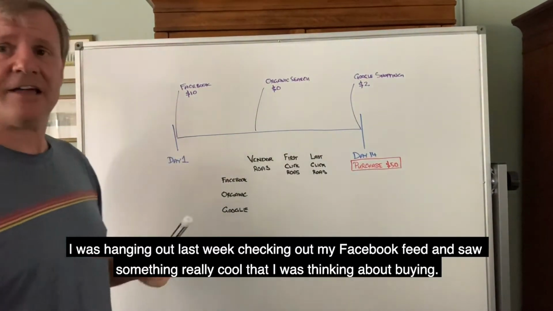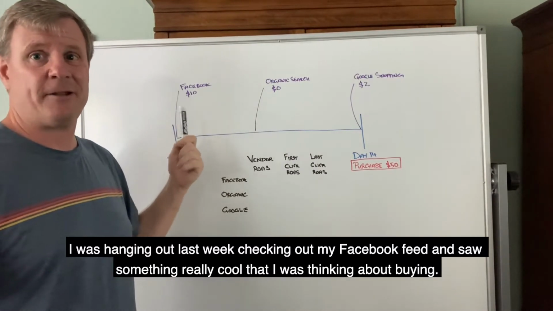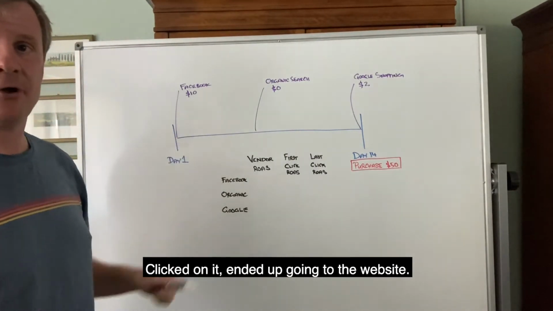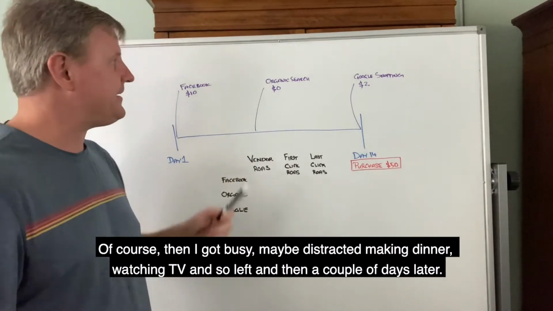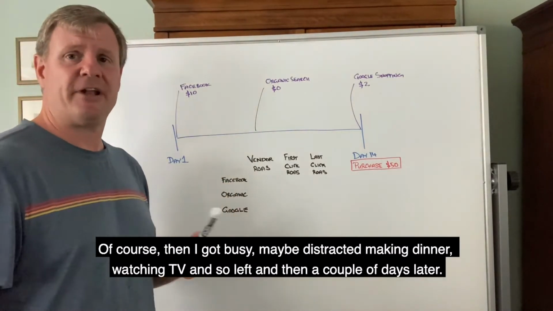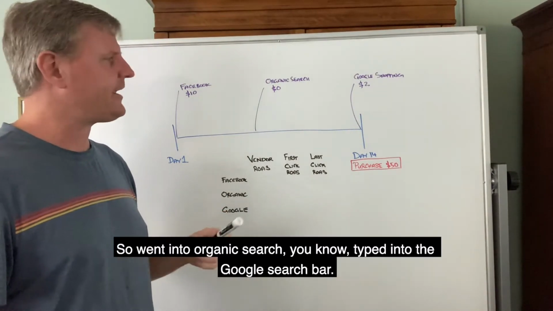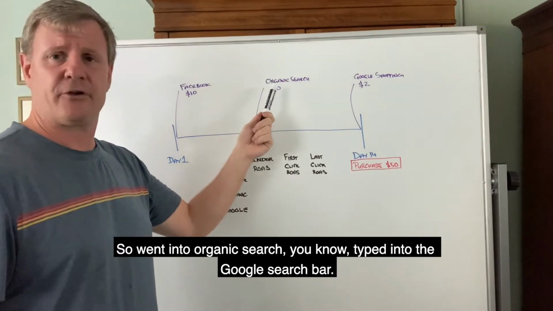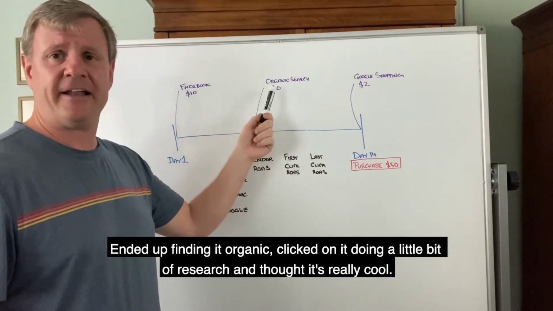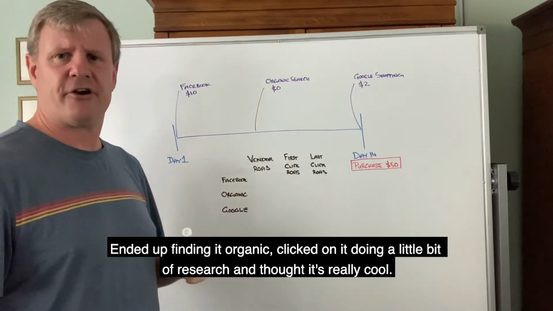I was hanging out last week, checking out my Facebook feed, and saw something really cool that I was thinking about buying. Clicked on it, ended up going to the website. Of course, then I got busy, maybe distracted, making dinner, watching TV. And so I left. A couple of days later, I wanted to take a look at that product again. So I went into organic search, typed into the Google search bar, ended up finding it organically, clicked on it, did a little bit of research and thought it was really cool.